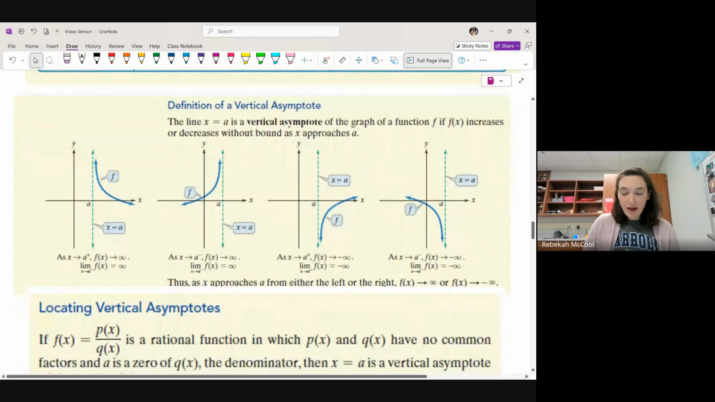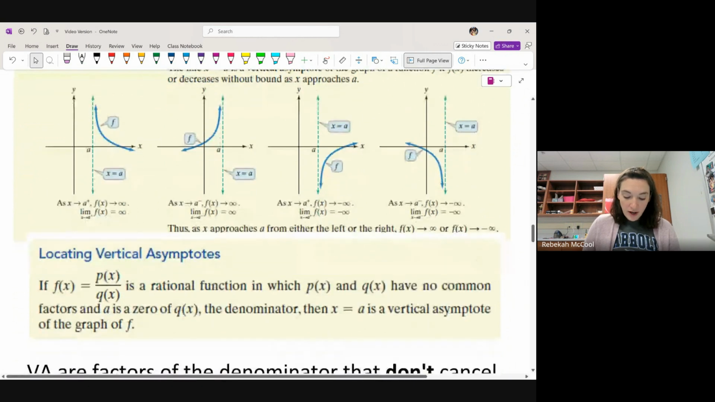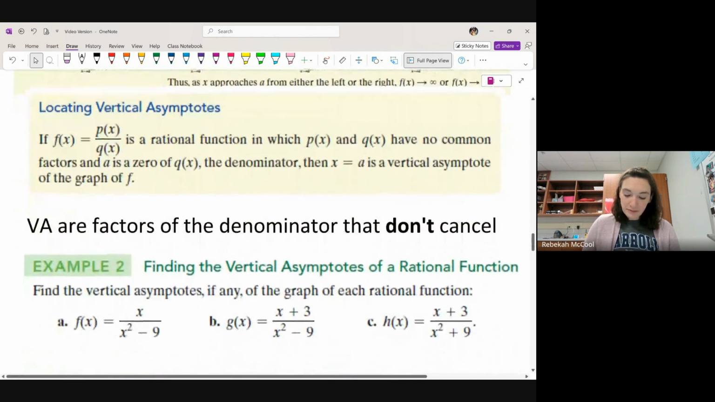Something you're going to see that happens with these domain issues is vertical asymptotes. A line x equals a is a vertical asymptote if f of x increases or decreases without bound as x approaches a. Now an asymptote we're going to get infinitely close to, but we're never actually going to touch it. So how do we find where those vertical asymptotes appear?